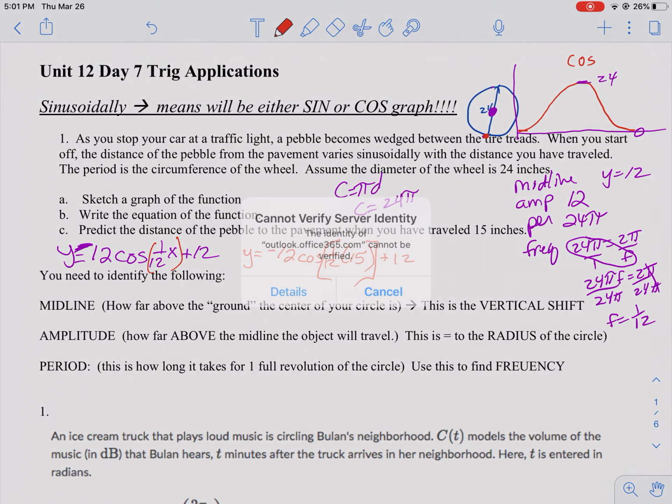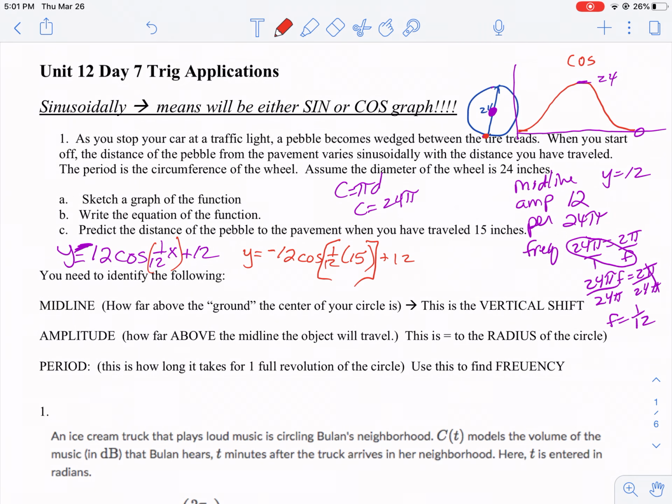And I am getting 8.2 inches to the nearest tenth. Okay, it didn't say what to round to because I usually forget that part. Alright, so the distance would be 8.2 inches in the air.